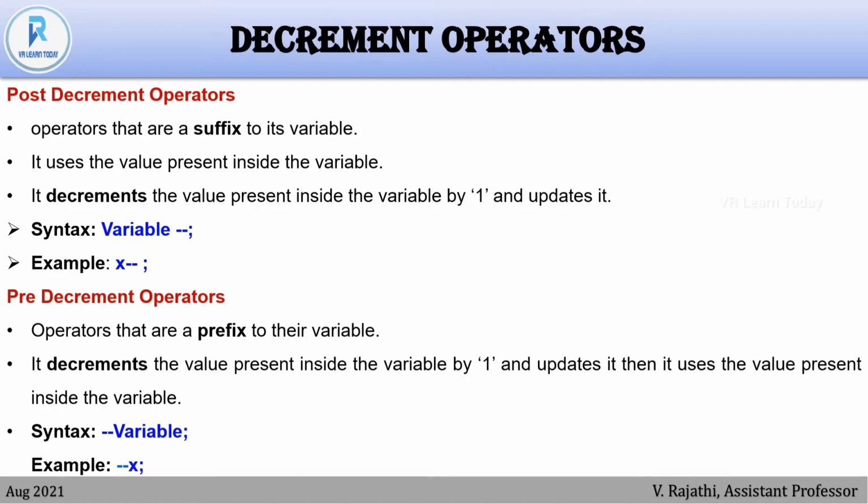Pre-decrement operator is an operator that is a prefix to the variable. It decrements the value present inside the variable by 1 and updates it, then it uses the value present inside the variable. So the syntax is minus minus variable. The example is minus minus x, where x is the variable name.